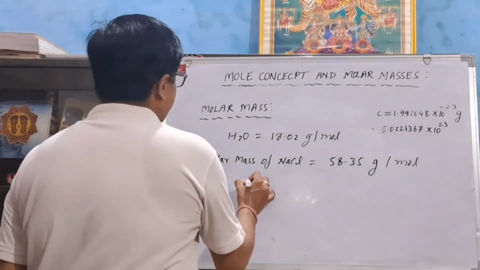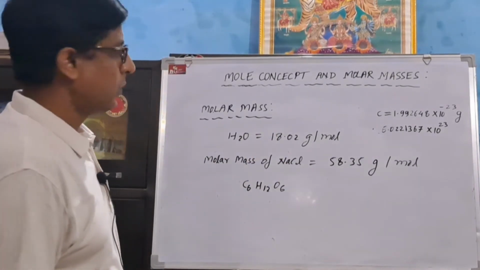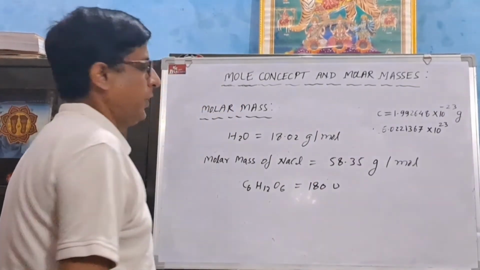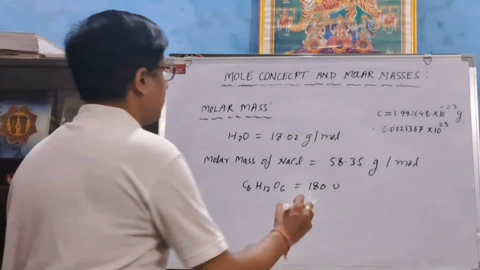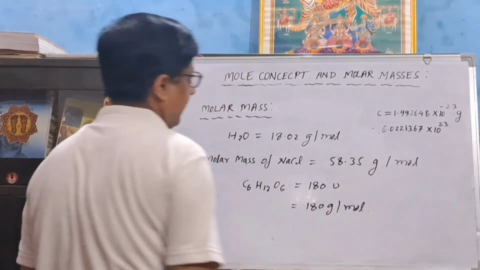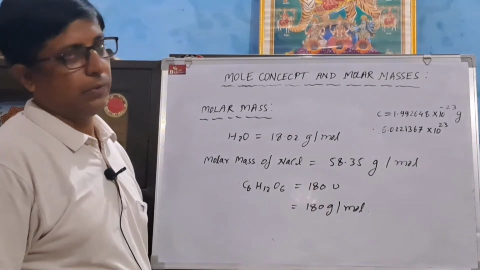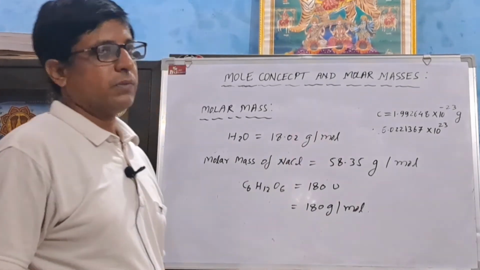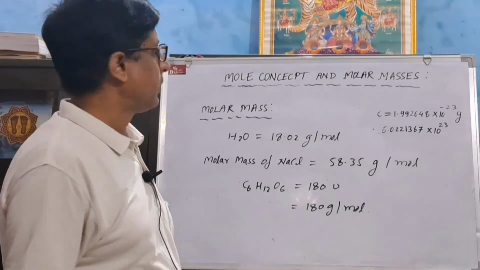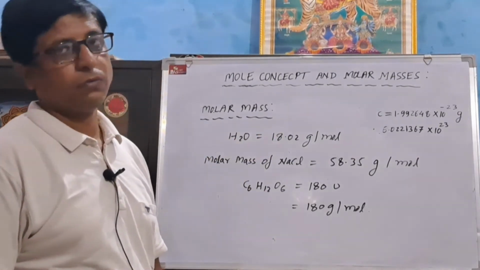For example, C6H12O6, it is glucose. The glucose has molecular mass approximately 180 u. Therefore, the molar mass of glucose is equal to 180 gram per mole. If we take 1 mole of glucose, then its mass in grams is 180 gram. 180 gram of glucose represents 1 mole. Similarly, 58.5 gram of sodium chloride represents 1 mole of sodium chloride. And 18.02 gram of water represents 1 mole of water.